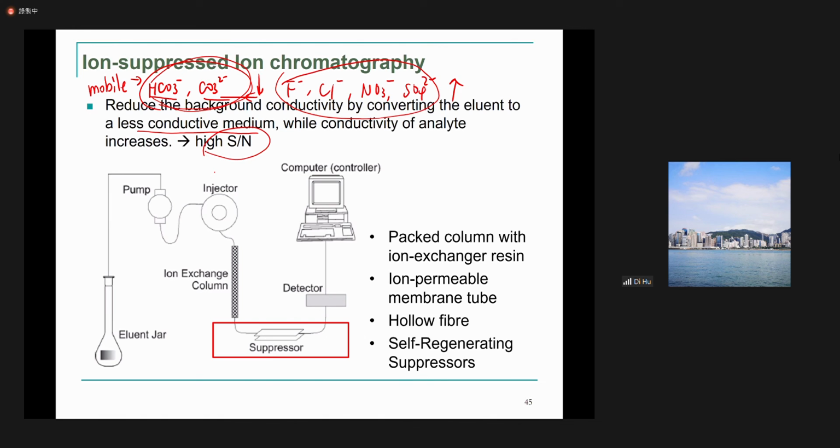The mobile phase is intensely conducting, so the suppressor will chemically reduce the background conductivity of the mobile phase. The reaction also aims to increase the conductivity of the analyte. The suppressor is used before the detector and is considered part of the detector. You can use a packed column with exchange resin, or an ion permeable membrane tube, or, even nowadays, the self-regenerating suppressor invented in 1992.